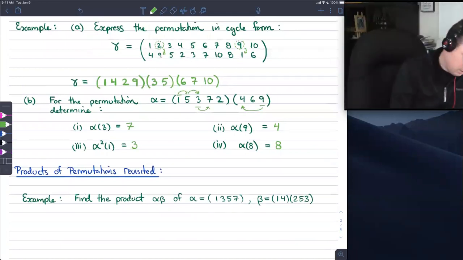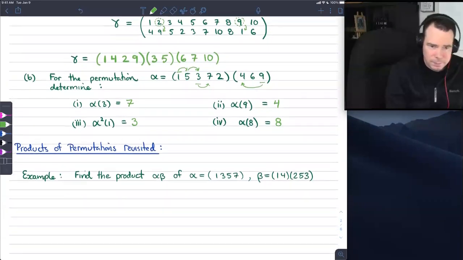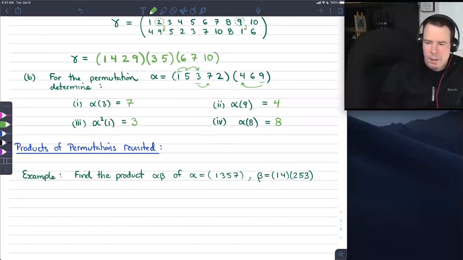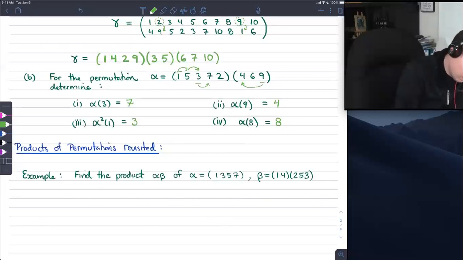So let's look at products again. Now we're going to compute products. Instead of having to use array form or our arrow form, we're going to see how we can compute a product using the cycle forms. So if I take alpha, beta, what I do is I write down their cycles next to each other.